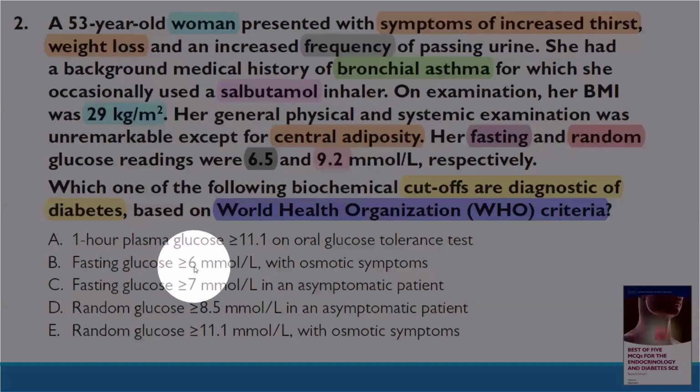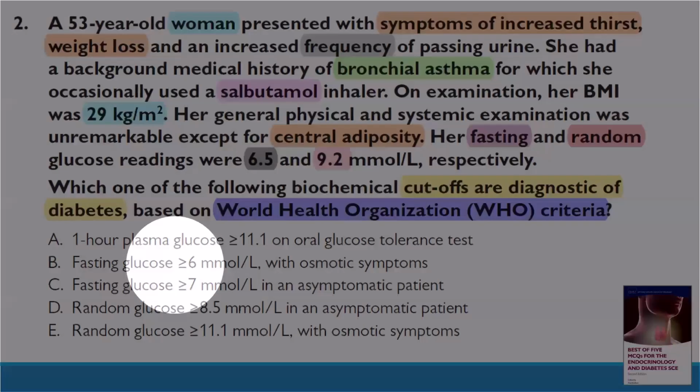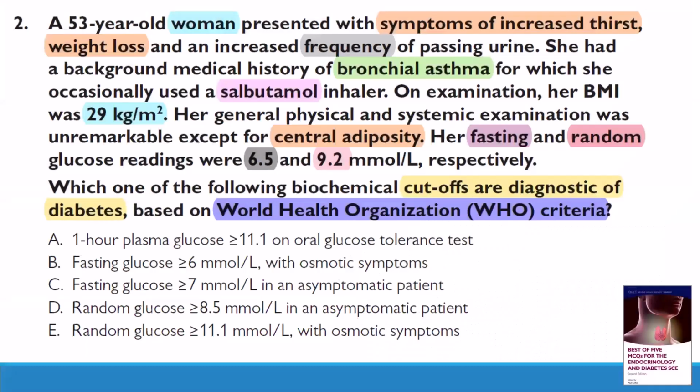Fasting plasma glucose more than 6: actually, we mentioned that the diagnostic criterion of fasting should be more than 7. With fasting more than 7 in an asymptomatic patient, is one abnormal reading sufficient for diagnosis of diabetes mellitus? Of course, no. A random value can be used as a single value if there are osmotic symptoms. But the fasting in an asymptomatic patient, one value cannot diagnose diabetes mellitus. All societies recommend at least two abnormal values to diagnose diabetes mellitus, except random with osmotic symptoms.